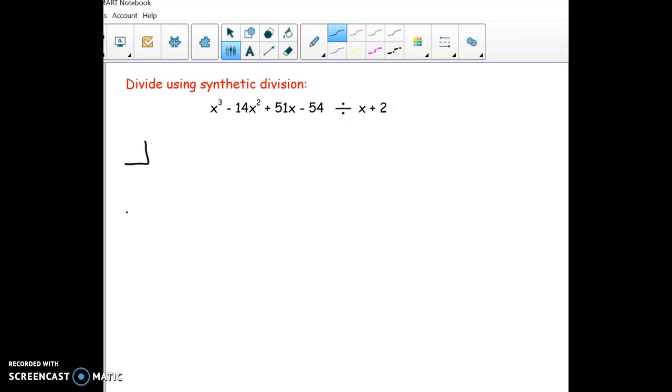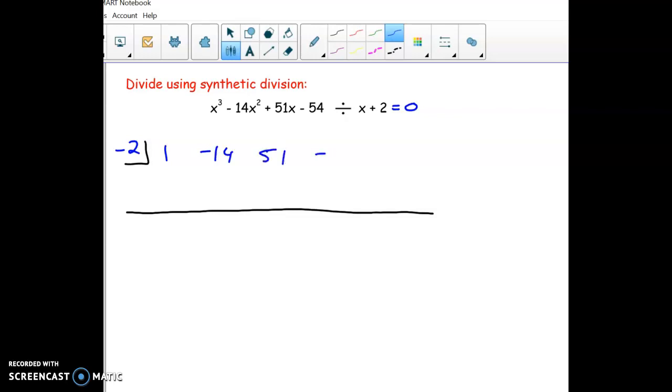Okay, so I'm going to draw this big window thing. Into the window again, sometimes students want to put 2, but it's the answer. If I set this to 0 and solved it, I would have -2 goes in the window. Coefficients along the top: 1, -14, 51, and -54.